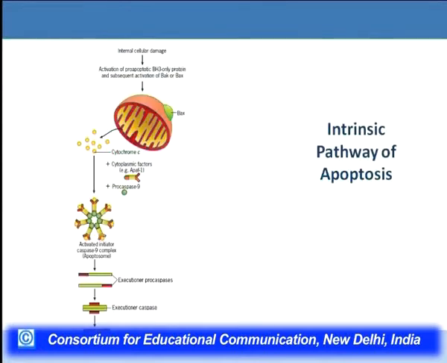Now this particular panel shows how the intrinsic pathway of apoptosis works. There is damage to the cell, cytochrome C is released from the mitochondria, and the apoptosome is formed, and this leads to activation of the initiator caspase, which leads to the activation of the executioner caspase, finally leading to the cell death, which is termed apoptosis.